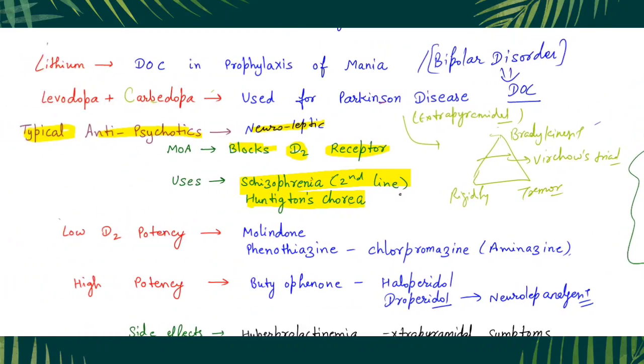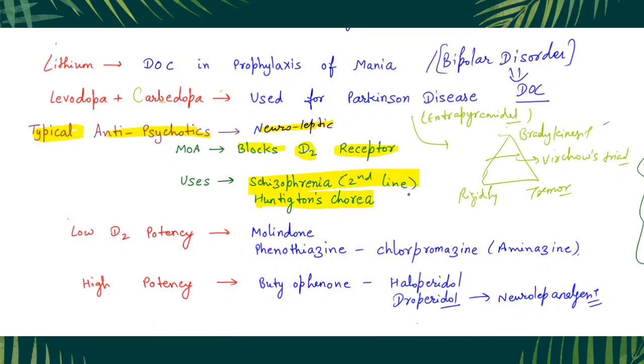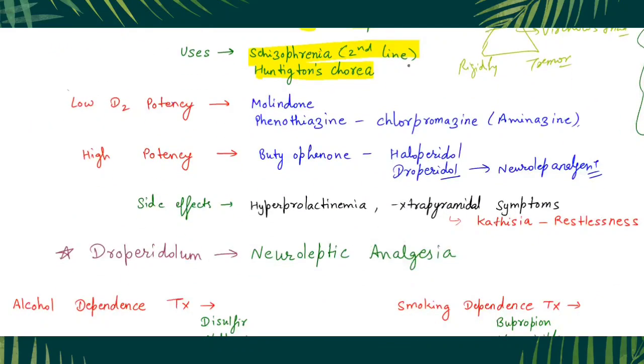The next is about potency. There is low D2 potency, like molindone and phenothiazine. Phenothiazine, remember chlorpromazine or aminazine. In Ukraine it's sold as aminazine, in other countries it's sold as chlorpromazine. So they have low D2 potency. Aminazine or chlorpromazine means antipsychotic drugs. So remember, they are important drugs for the Krok.